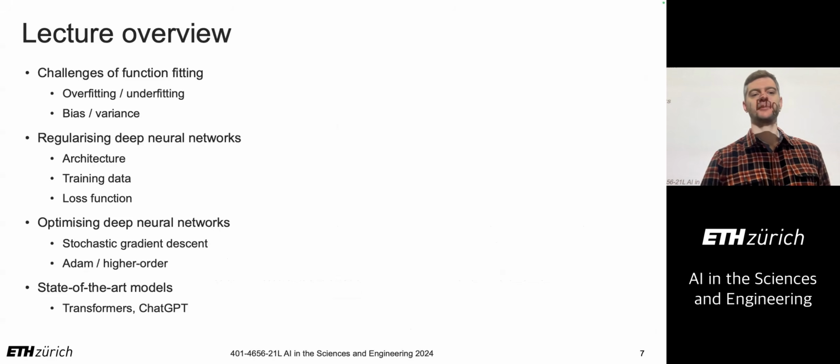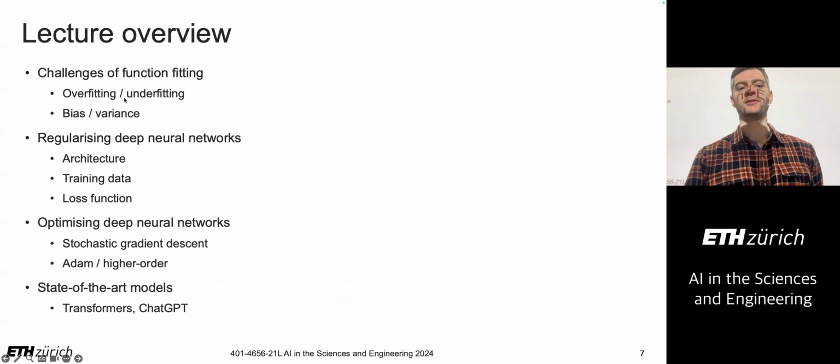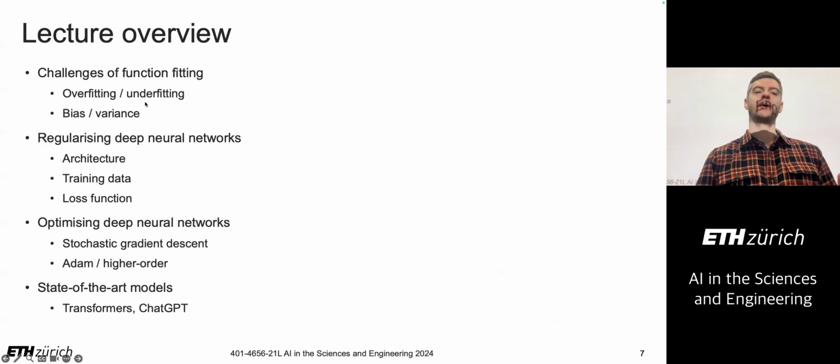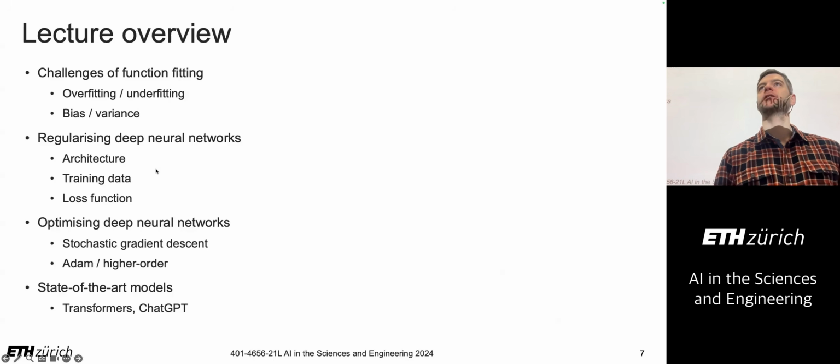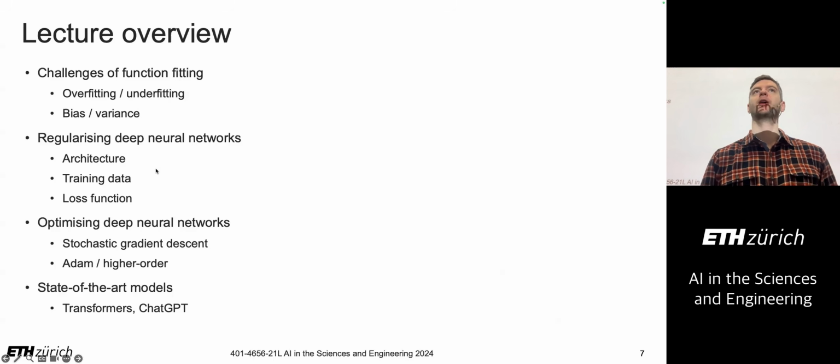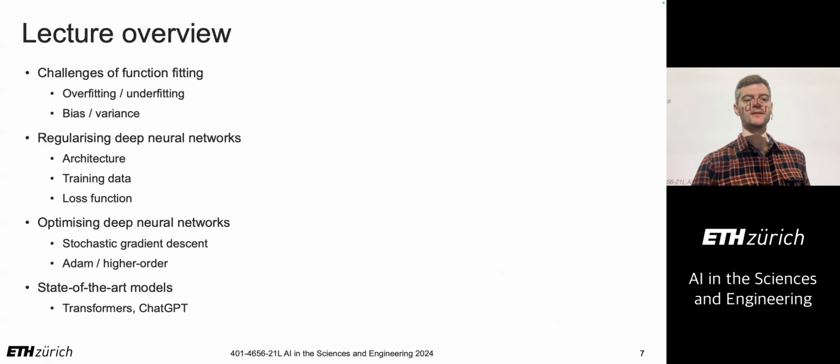So first, I'm going to introduce to you the concept of overfitting and underfitting, and also how this is related to the bias and the variance of neural networks. I'll explain what that means. Then I'll talk about ways to alleviate the underfitting and overfitting. So this is using regularization. Again, I'll define what I mean by regularization.